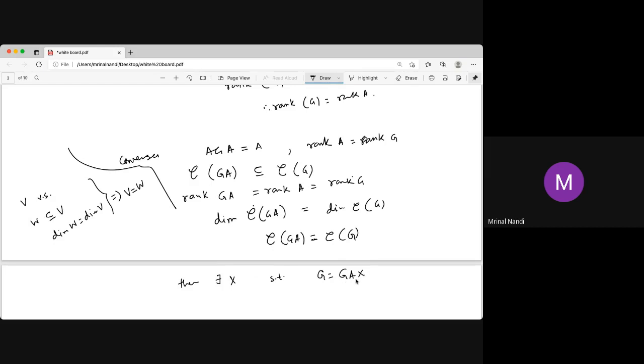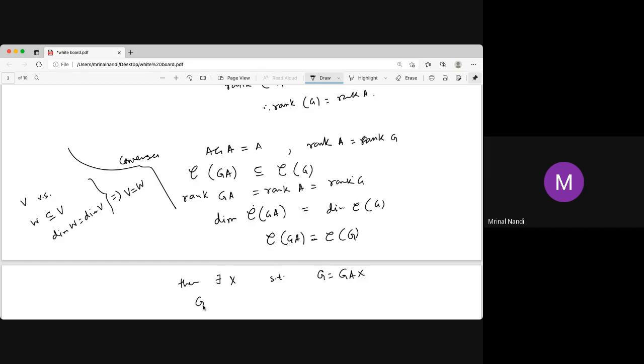Why is this so? Since the column space of G is equal to column space of GA, right? What is the meaning of column space of G? It is the span of the columns of G. And what is the meaning of column space of GA? It is the span of the columns of GA. Now, any column of G is an element of column space of GA. That means it is a linear combination of columns of GA. That's why G is itself a list of linear combinations of GA, that means G must be GAX for some X.